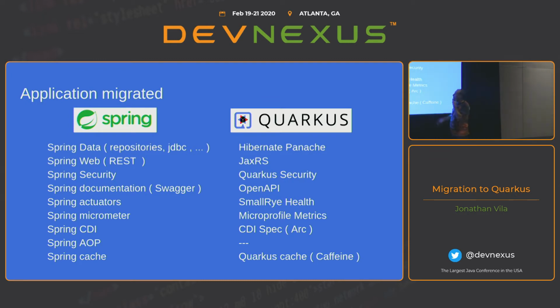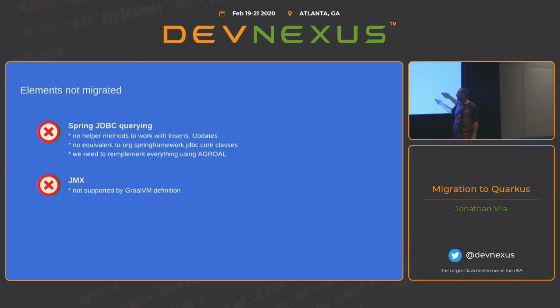Okay, so in Quarkus, what have I used? Hibernate Panache, I will explain later. JAX-RS, Quarkus Security, OpenAPI, SmallRye Health is a library, MicroProfile Metrics, CDI spec, and Quarkus cache that was added recently with Caffeine. But we don't have Spring AOP, just for obvious reasons. If we don't have reflection, we don't have AOP, right?